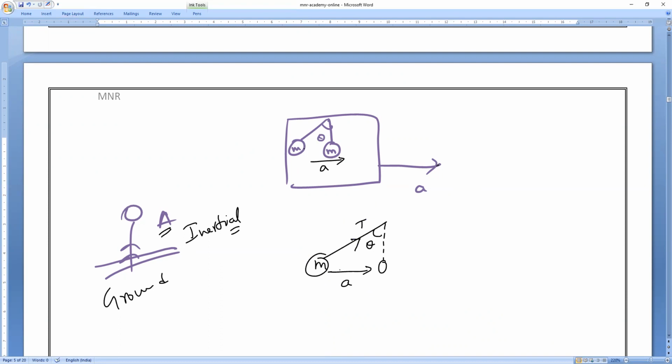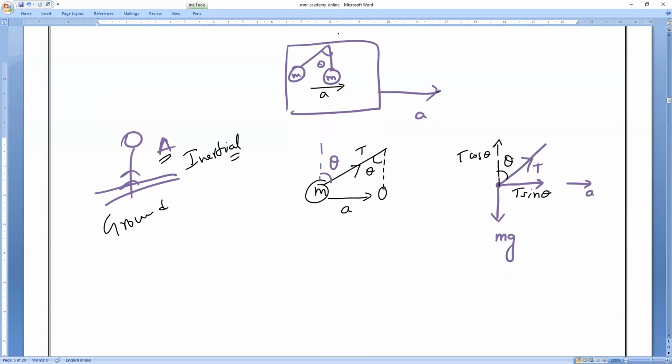Now let us draw the free body diagram for this one. Let me consider there is an acceleration in the forward direction, and there is a force acting downward, mg, and there is a tension T. If there is a theta, here also theta will come. Then there are two components: the x component, T cos theta, and here T sin theta.